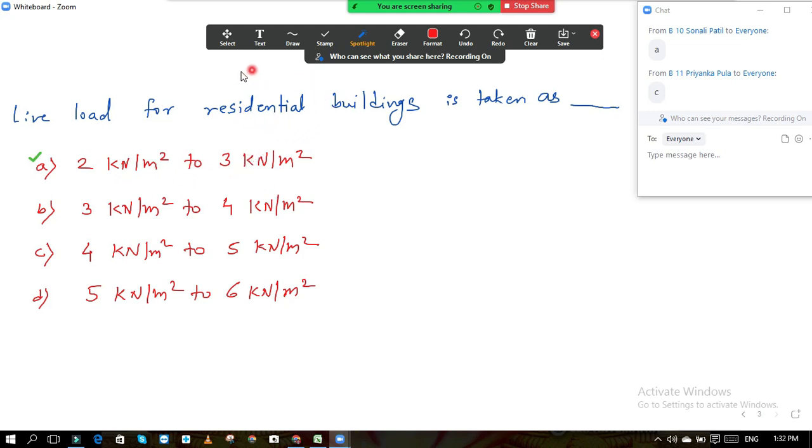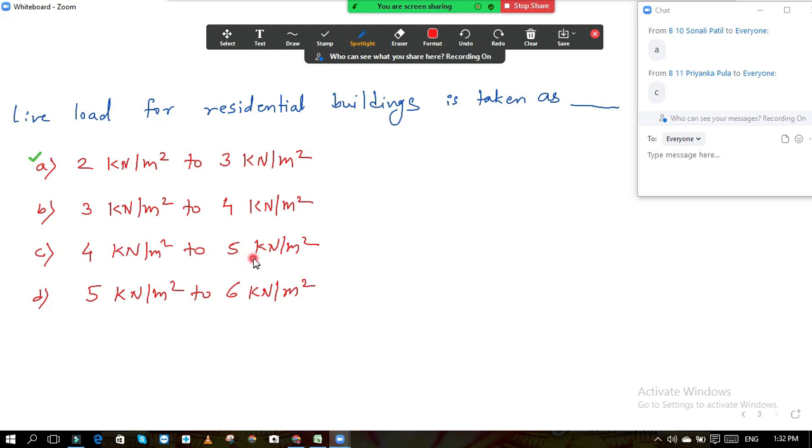And instead of residential, if they ask you live load for public buildings, then it is the answer C. It should be in between 4 kilonewton per meter square to 5 kilonewton per meter square. Okay, so here the ranges are given, different ranges are given.